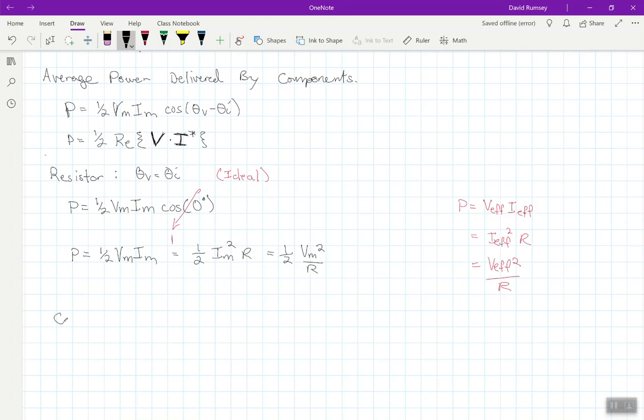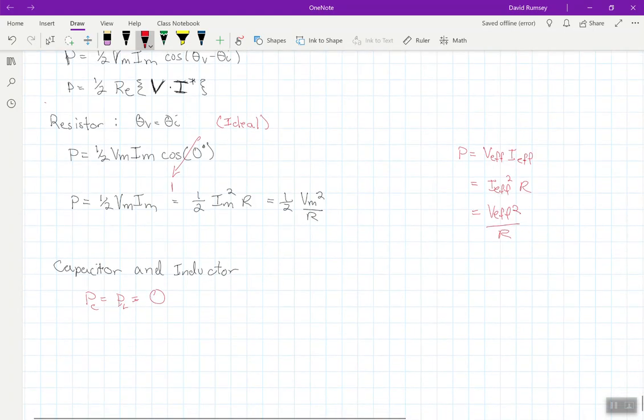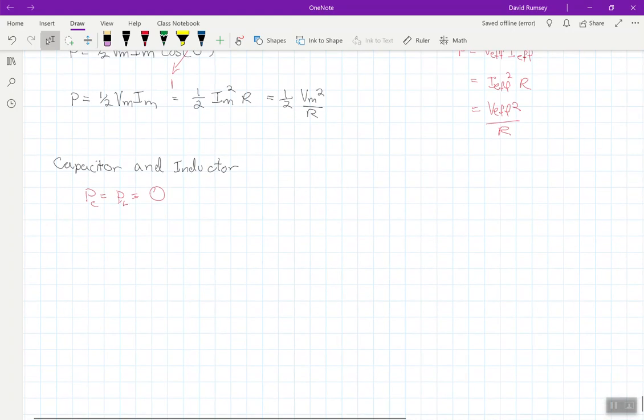For a capacitor and inductor, it turns out that the average power for a capacitor is equal to the average power for an inductor, L for inductor, which is equal to 0. Now, you don't want to think that a capacitor and inductor have no power or energy stored in things like that. That's not the way you want to think about it. It's just that it's not average power.